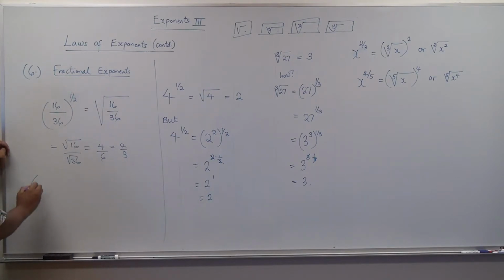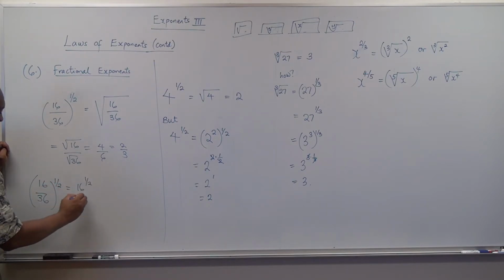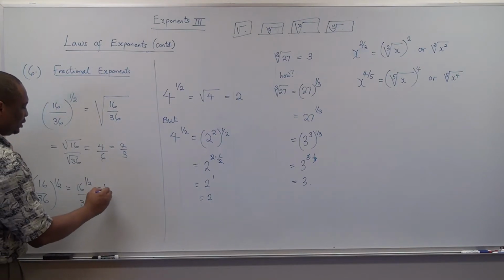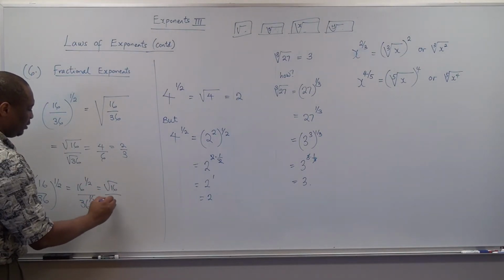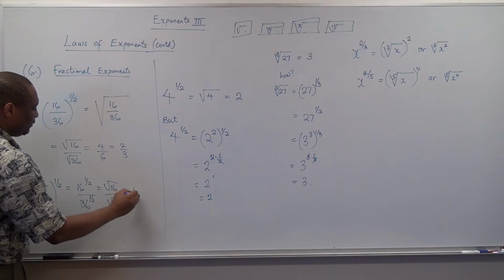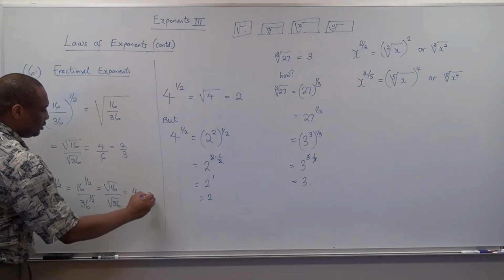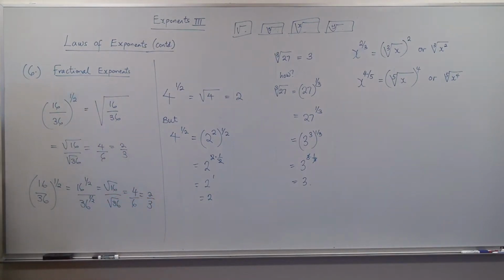Or, you can also do it this way. That this is 16 raised to power 1/2 over 36 raised to power 1/2, which is now the square root of 16 over the square root of 36, which is now 4 over 6, which is 2 over 3. Whichever one.